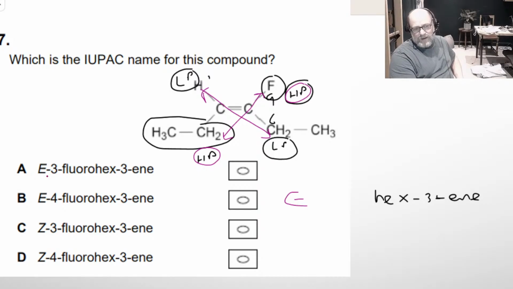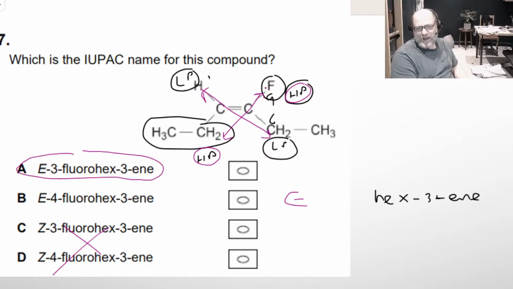And then we look, so it's E and it's hextriene, so it has to be A or B. And then we say, is the fluorine on 4 or is the fluorine on 3? We need to give it the lowest possible numbering. So we're going to go 1, 2, 3. The fluorine's on 3. I could number it from this direction, but that would give the fluorine a higher number rank than it needs to have. So I give it the lowest possible available ranking, and that would be calling that 3. So it's going to be A.